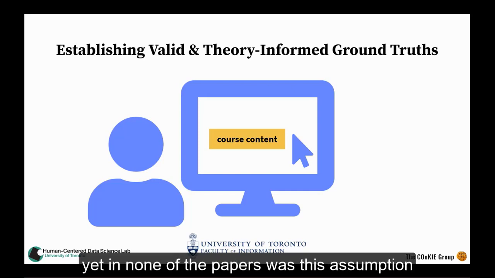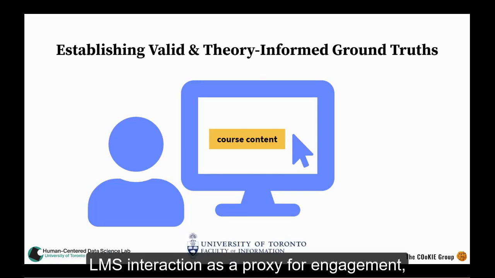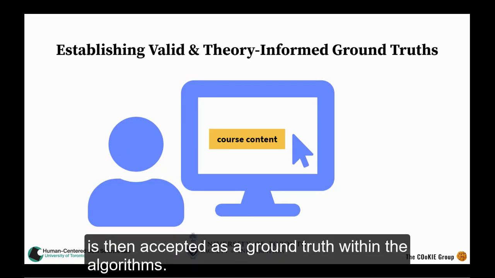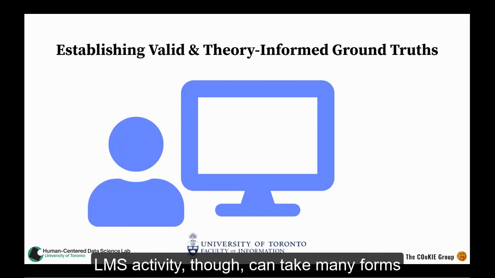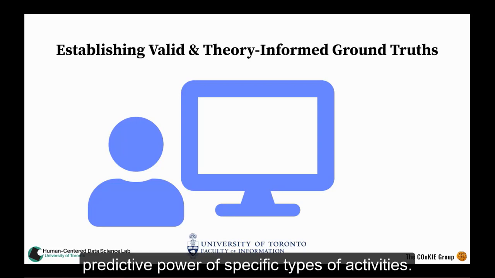Yet in none of the papers was this assumption questioned, or was educational theory presented to support it. LMS interaction as a proxy for engagement and an indicator of academic success is then accepted as a ground truth within the algorithms. LMS activity, though, can take many forms, and there was no discussion within the papers as to the predictive power of specific types of activities.